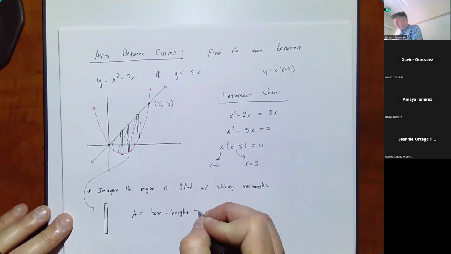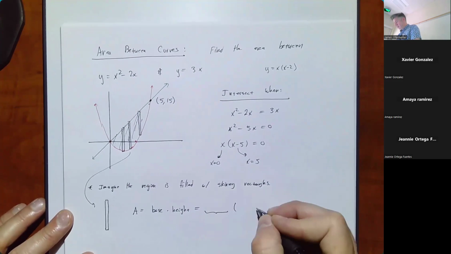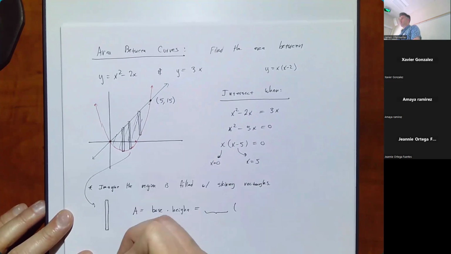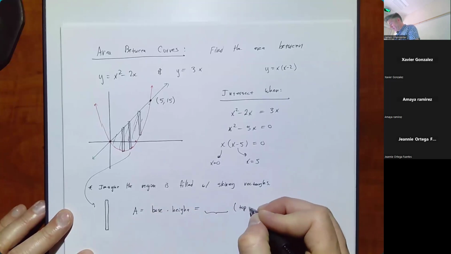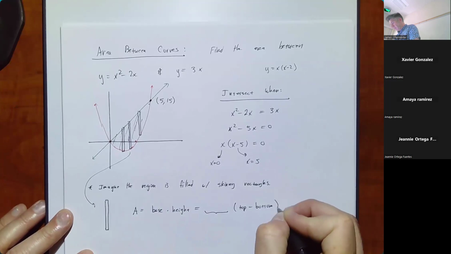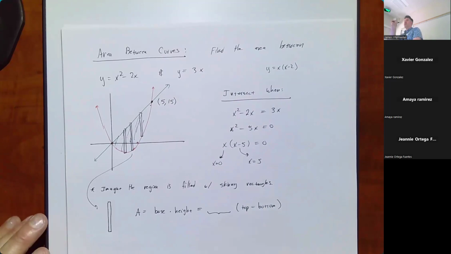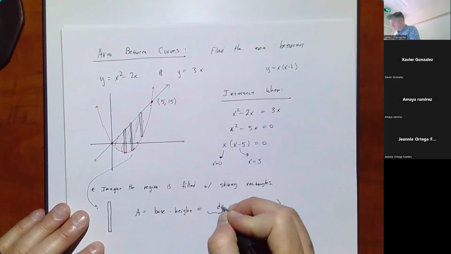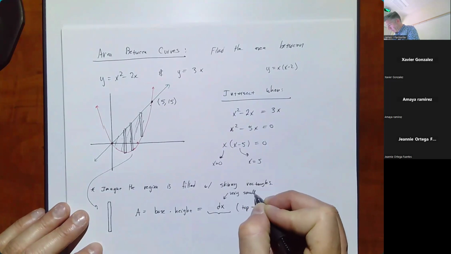The height, we'll worry about the base in a second here, but the height of that is just the top value minus the bottom value. So the height is going to be top minus the bottom. And the base, well, since it's a very, very skinny rectangle, the base is a very, very small change in x, which we could call delta x, but I'm going to call dx. So this base here, dx, that's just a very small change in x.